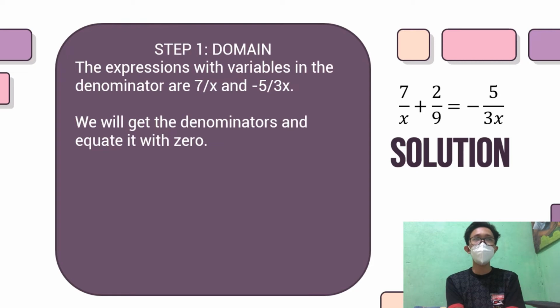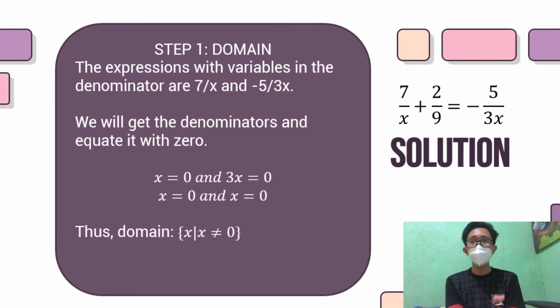So we have x is equal to 0 for 7 over x and 3x is equal to 0 for negative 5 over 3x. So ang labas is x is equal to 0 and x is equal to 0. So both of them are equal to 0. Since both of them are equal to 0, so we will get the domain now. So all the domain is x such that x is not equal to 0. So bakit not equal? Kasi kapag 0 ang lumabas, then the equation will be undefined. So all real numbers except for 0 are the possible solutions for that rational equation.